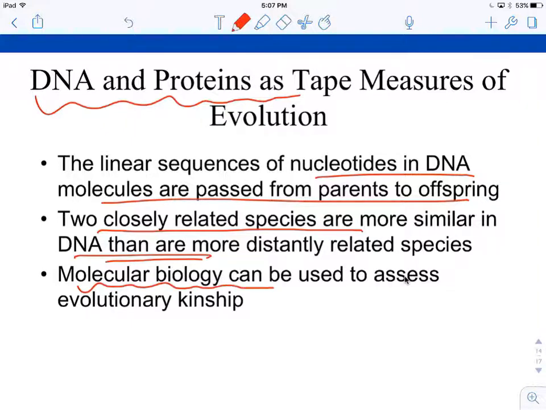Molecular biology can be used to assess evolutionary kinship, not just like who's the father of the baby, but like are we more closely related to chimpanzees or to apes? Are we more closely related to alligators or to crocodiles? We can tell that by looking at our DNA and our proteins. It's nuts.